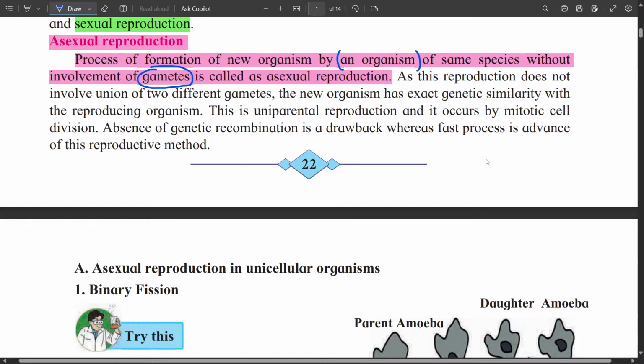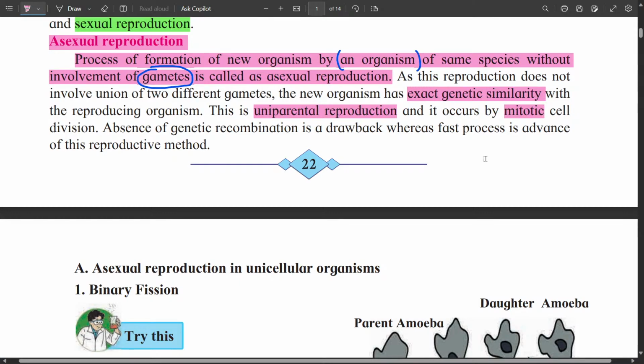Haploid gametes are not involved in that. It means it occurs by cell division. As this reproduction does not involve the union of two different gametes, the new organism has exact genetic similarity with the reproducing organism. This is uniparental reproduction, single parent, and it occurs by mitotic cell division.